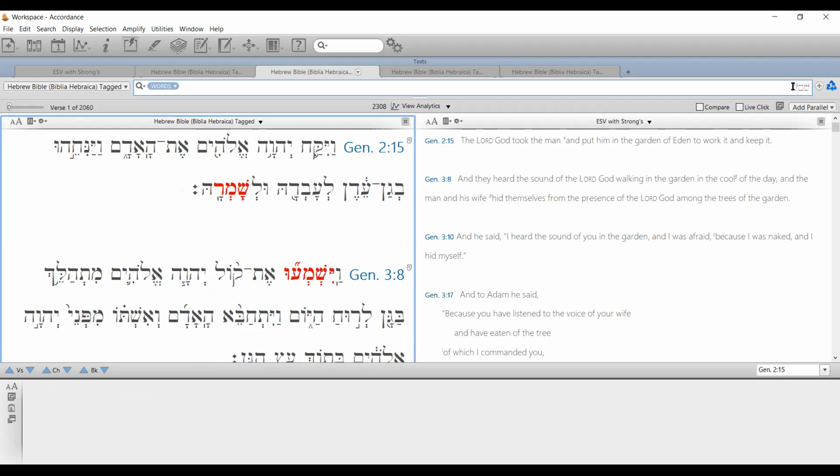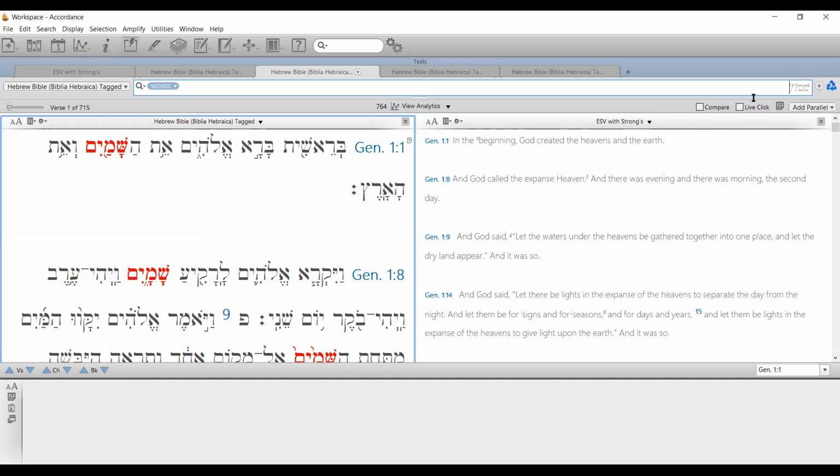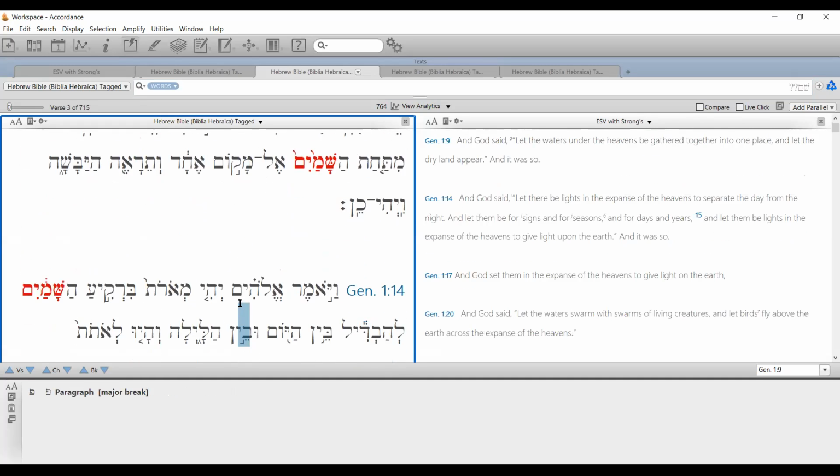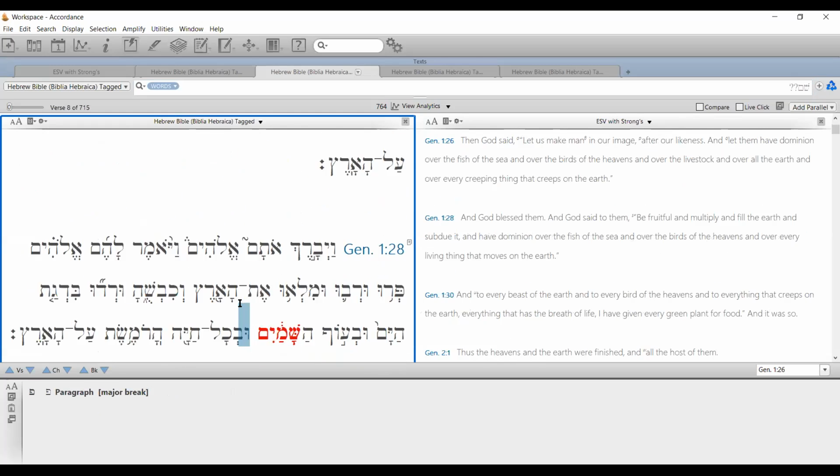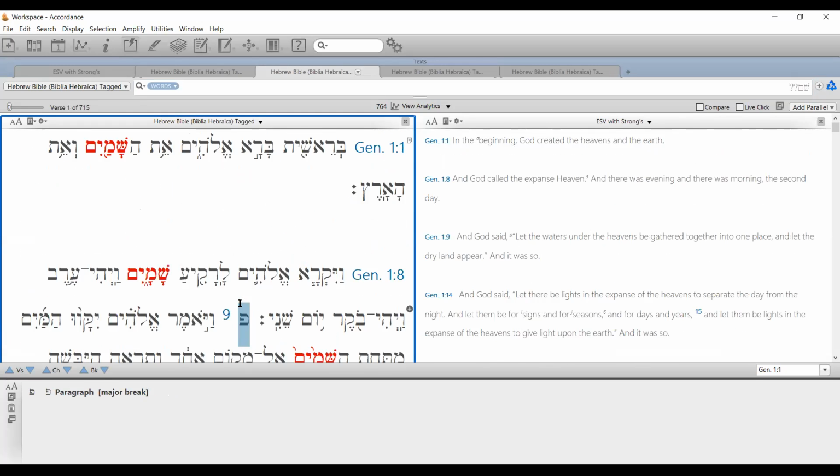So if I add an interrogative mark, can you see it? It will look for any word where the first letter is Shin, the second is Mem, and the third one could be any other. If I add two interrogative marks, it means that it will look for a word which has 4 consonants, and the first is Shin, the second Mem, and the two remaining could be any other. And do you see it found something? So this is also a very simple way.